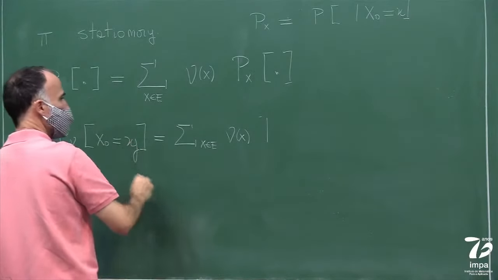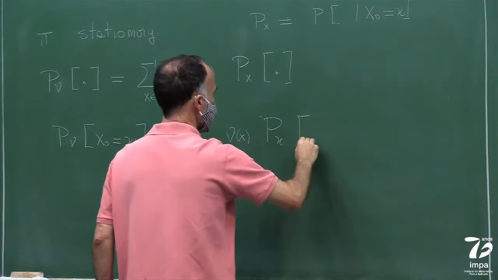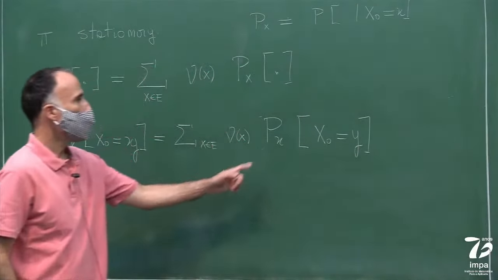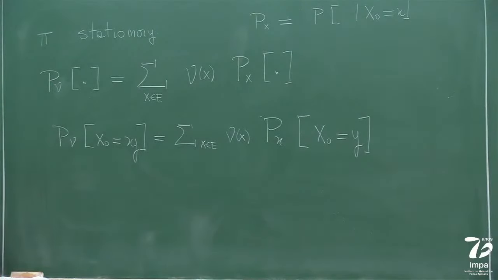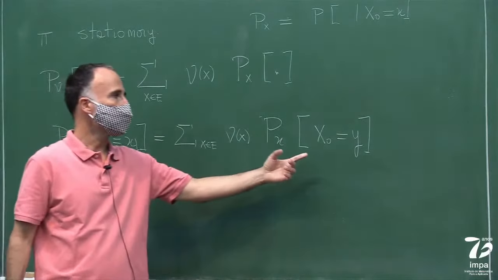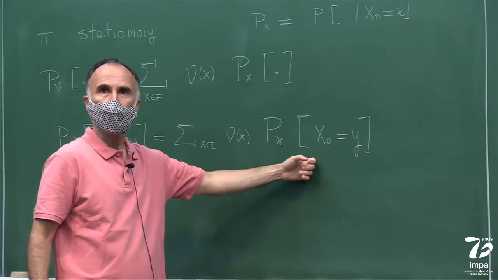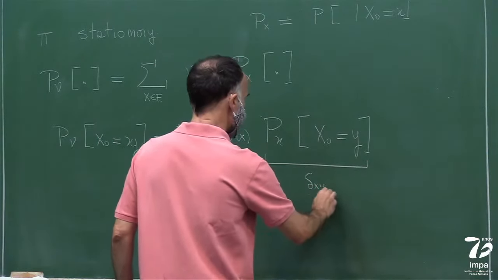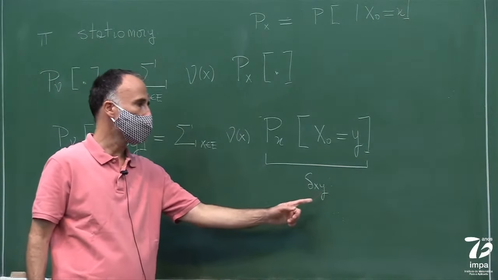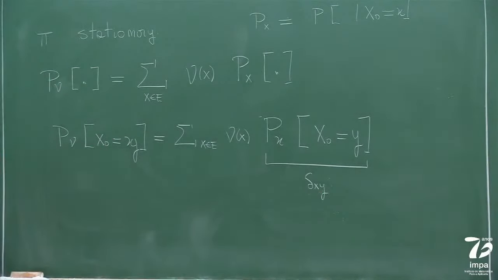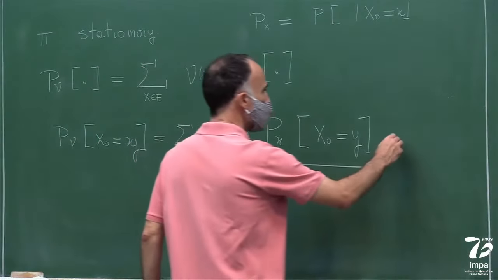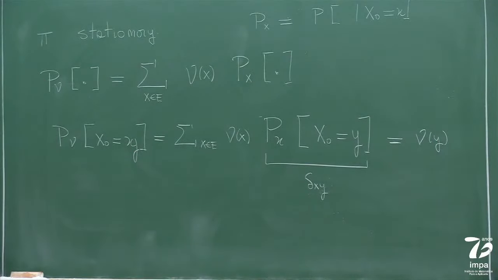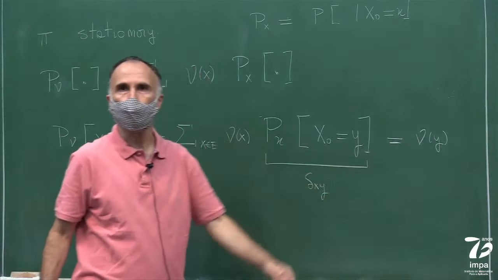Okay, let me call that y. Sum of nu x P_x, X_0 equal to y. But under this measure P_x, the initial state, it's x. So this is 0 for all y, but equal to 1 for y equal to x. Okay, so this is delta xy, which is either 1 if x is equal to y, or 0 if x is different from y. And when you sum that over all x, what you get is that this is nu y. Okay, so this is a new probability measure, which starts from the distribution nu at time 0.